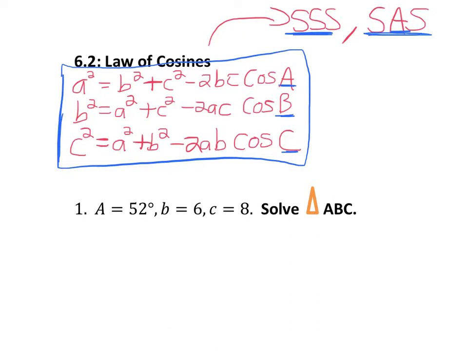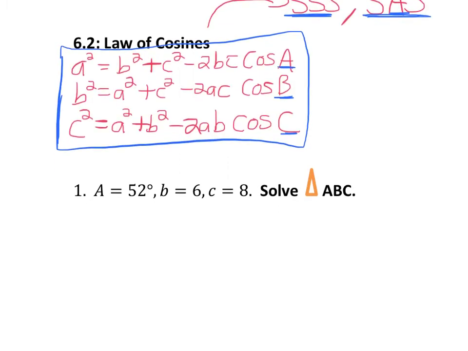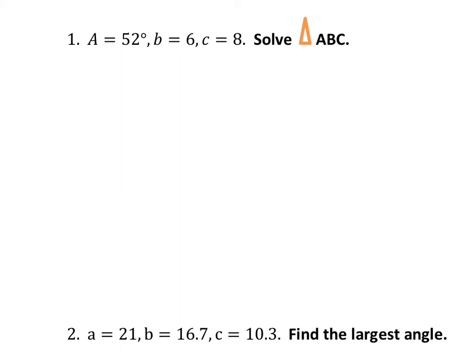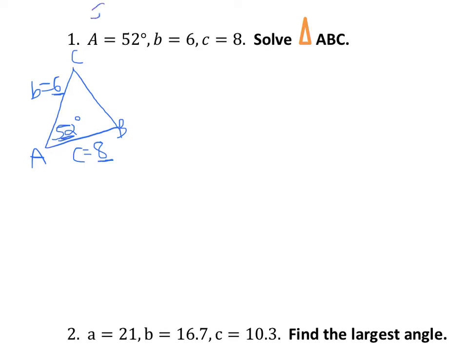Okay, let's do the first one and draw it out. If I draw the triangle, I have A is 52 degrees. Let's say this is A, this is B, this is C, and those are the angle measures. Let's say little b is 6 and little c is 8. Little c is right across from angle C. So we have a side, an angle, and then a side, and the angle's in between the two sides. So we have side-angle-side.